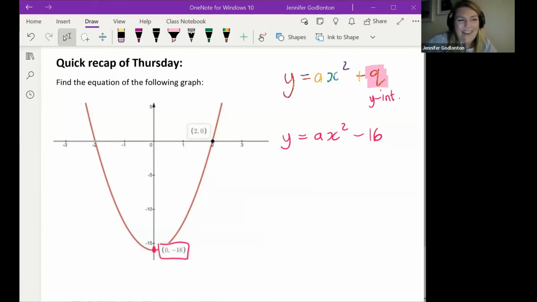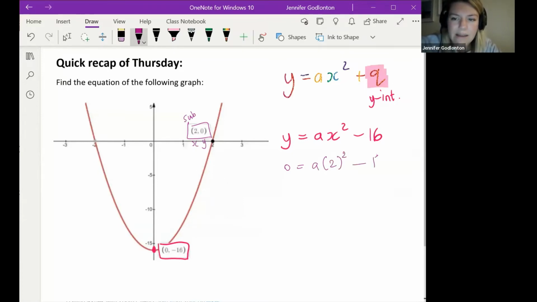Okay, so at this point, we've got our Q value. Now we're looking for our A value. So we have to substitute in our second point. We're going to sub in 2 and 0. Remember, that is X and that is Y. So we say Y is 0. Hopefully this is bringing back some memories from Tuesday. And X is 2. We're squaring that, minus 16.